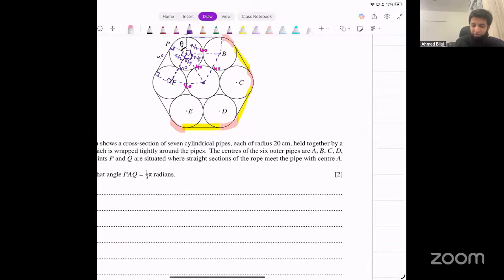So what we can do is subtract from 2 pi those remaining angles: pi over 2 minus pi over 2 minus pi over 3 minus pi over 3, and that gives us pi over 3. That's the angle theta that we were looking for. Make sense?